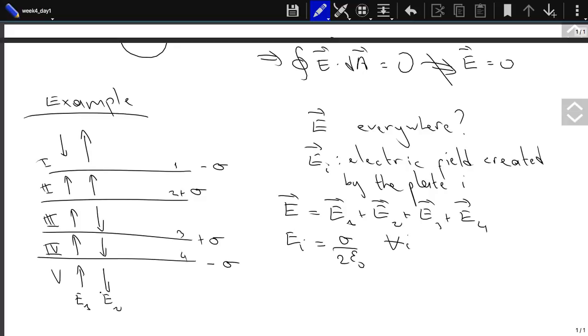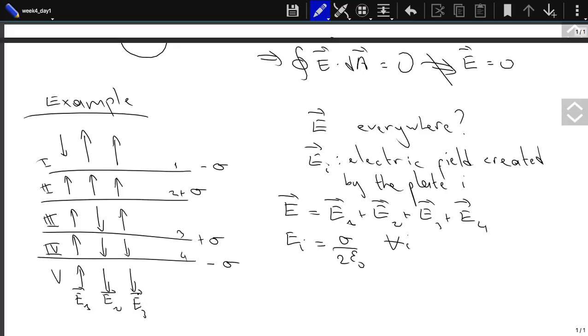So let's look at E3. This is E2, the direction of E2. E3 is the electric field created by this plate. It's positively charged, so it's always pointing away from it. So in region 1, region 2, and region 3, it's pointing upward. In region 4 and region 5, it's pointing downward.